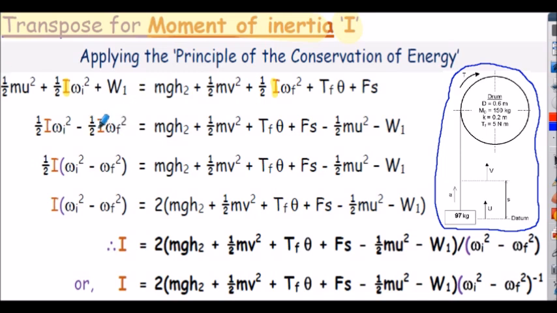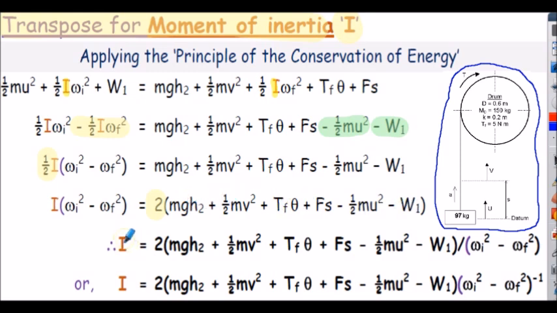On the second line here, on the left hand side, I've subtracted the half I omega f squared term from both sides, and I've subtracted the half mu squared term and W1 from both sides. Next line I've factorised on the half I, leaving the omega terms inside the bracket. And the next line I've multiplied throughout by 2. Again, notice the bracket has been used for the terms on the right hand side here. Very important to have the bracket. It means every term in the bracket is multiplied by the 2, which of course they are.